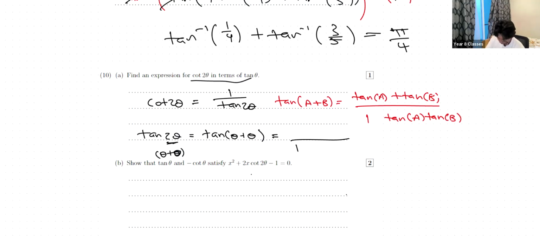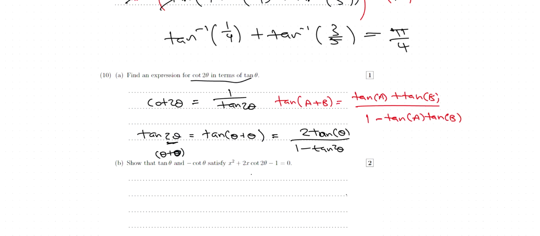Just correct that. So be careful to say that it's tan theta rather than tan 2 theta. So it'd be this minus tan squared theta. Given that you know what tan 2 theta is in terms of tan theta, what is cot 2 theta now? We just flip the fraction.